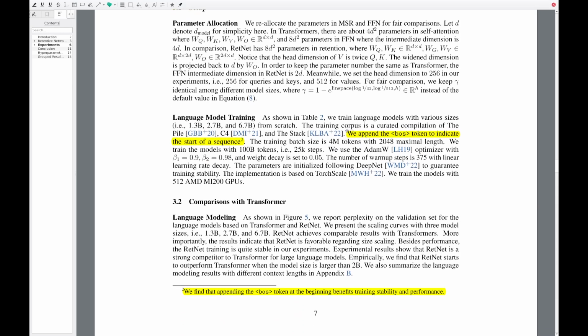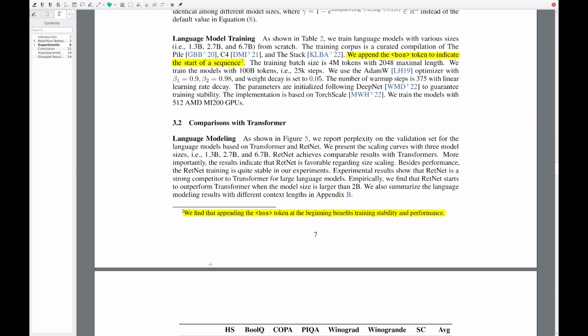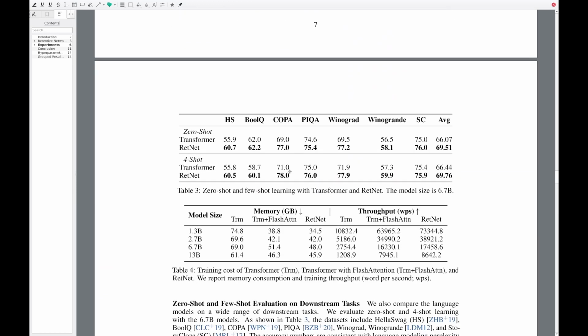And here's another thing they talk about. They say they have a beginning of sequence token that helps with stability in training, but it also helps performance. I'm not entirely sure why that would be. Maybe it gives it a better starting hidden state. That'd be my guess, is that it learns a good starting state to start in. Here's some other comparisons where it appears that their network is beating a transformer. I'm not familiar with these tasks, but I guess it's good to see that.